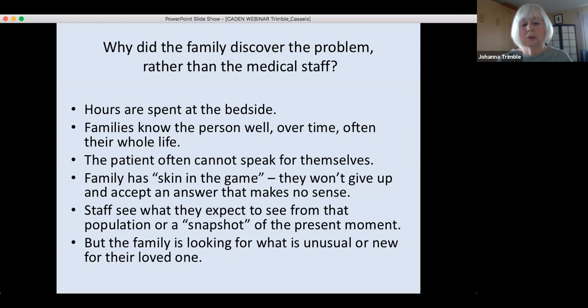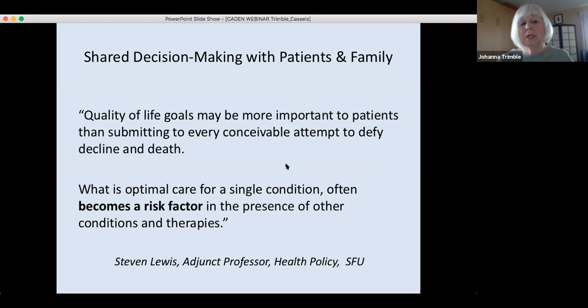So this is a quote I very much like from Stephen Lewis, that quality of life goals may be more important to patients than submitting to every conceivable attempt to defy decline and death. In other words, every possible drug. And what is optimal care for a single condition often becomes a big risk factor if there are many other conditions and many other drugs being taken at the same time. So just going with prescribing guidelines that were developed for just blood pressure or just blood sugar, it's often not a good way to go when you're dealing with someone who's taking a lot of medications.